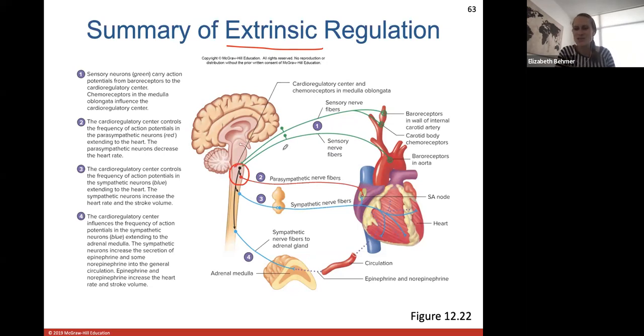So we'll see sensory nerve fibers that bring information from the heart, whether it's a carotid chemoreceptor or a baroreceptor. It's processed in the medulla oblongata and then sends out some sort of response, whether it's a parasympathetic fiber that slows down heart rate, a sympathetic fiber that increases heart rate, or a sympathetic fiber that could cause epinephrine and norepinephrine to be sent to circulation. Those are again our adrenaline hormones that also increase heart rate. I don't think you need to know the exacts of this, but you should know that you have a lot of extrinsic factors, usually in the nervous system, that are controlling heart rate.